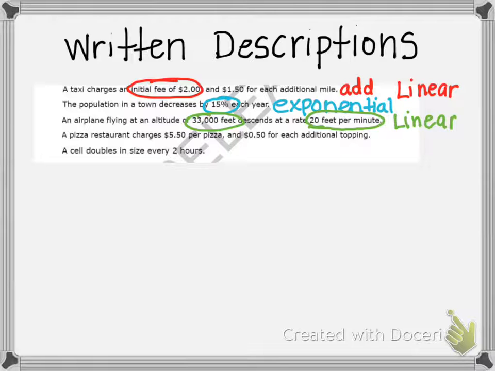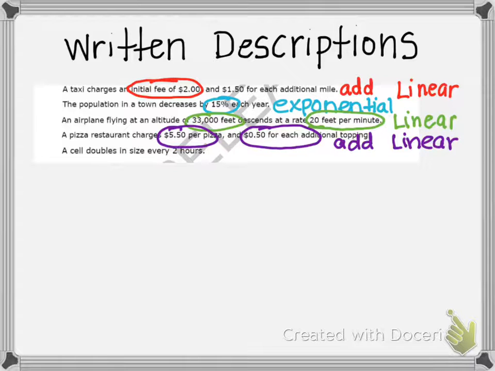All right. And my next one. So it says a pizza restaurant charges $5.50 per pizza. I know that per is kind of confusing for people initially, but we're paying $5.50 up front for my pizza. So that's going to be my initial amount. And then we're going to pay 50 cents for each additional topping. So that's going to be that repeating amount that we're going to add on. For every topping, we're going to add on 50 cents.